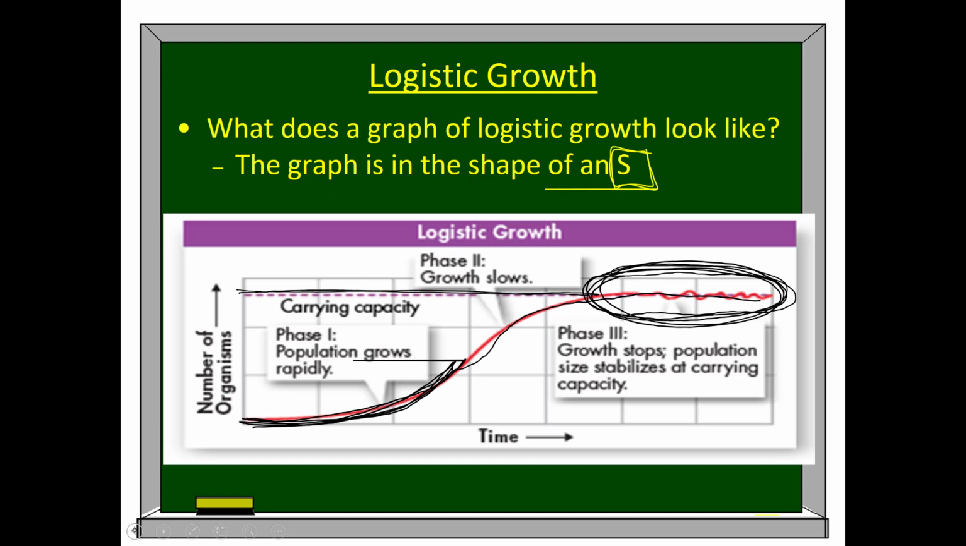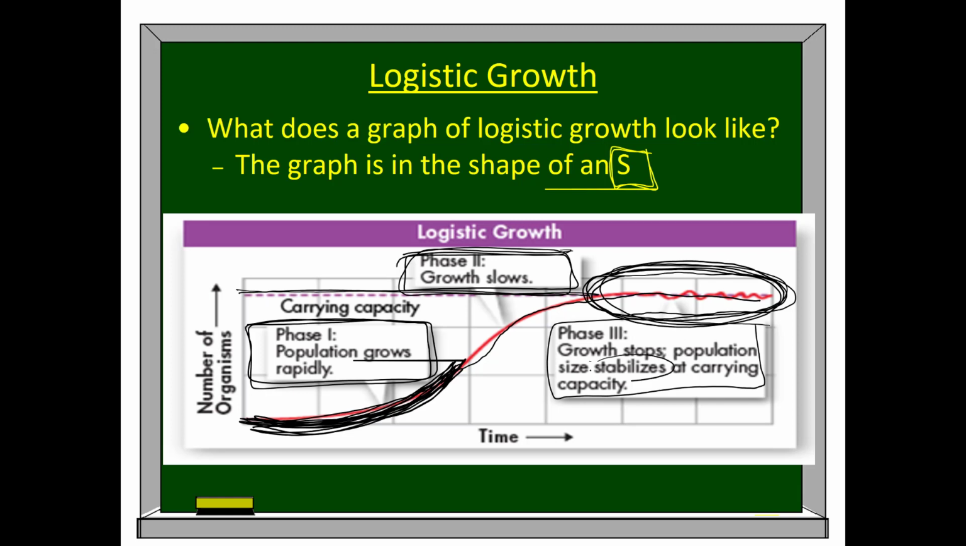So again, reviewing those three phases. First we have phase one, which is where we see that exponential growth occurring. We see that J-shaped curve happening. Then once resources start to become more limited, we go to phase two, where growth is going to start to slow down a little bit. And then the third phase is where growth stops and it stabilizes. And that's where we reach that carrying capacity in our population for that environment.